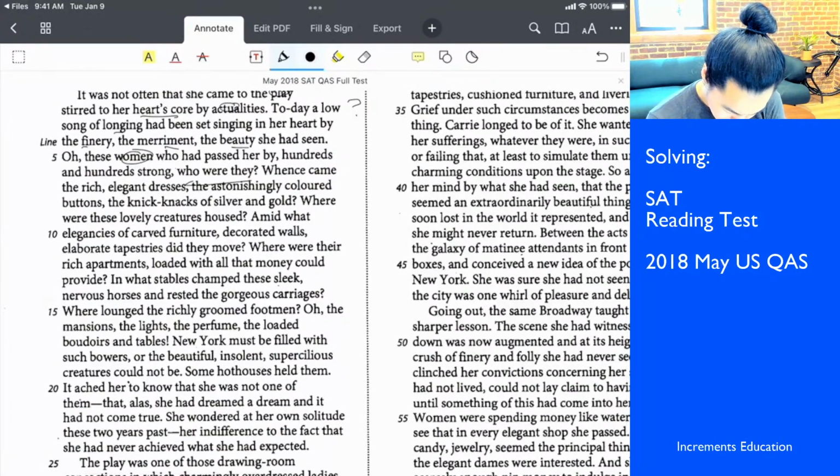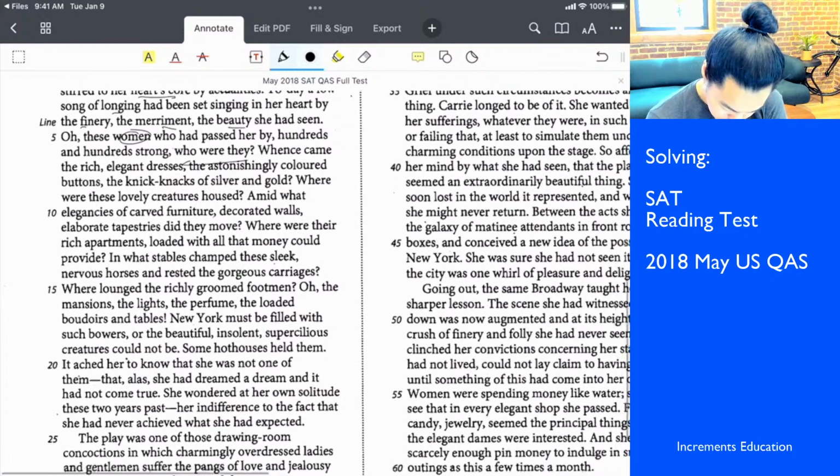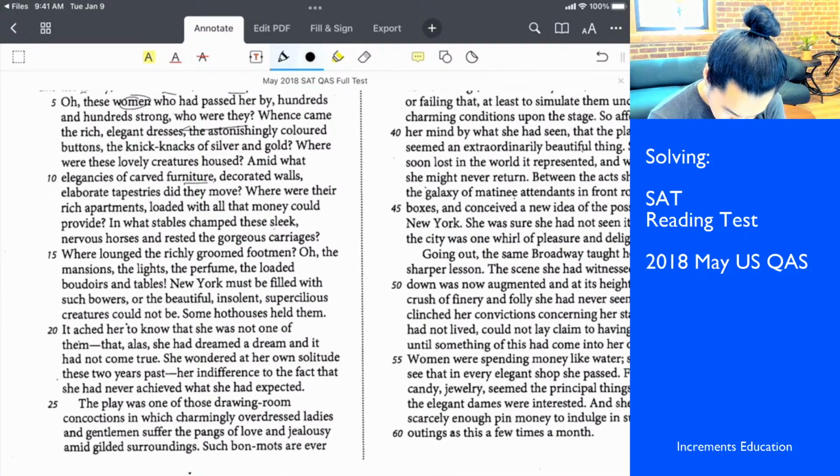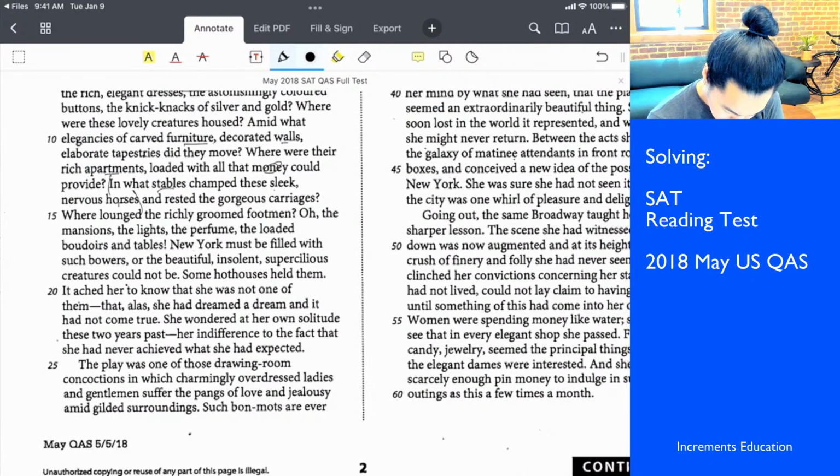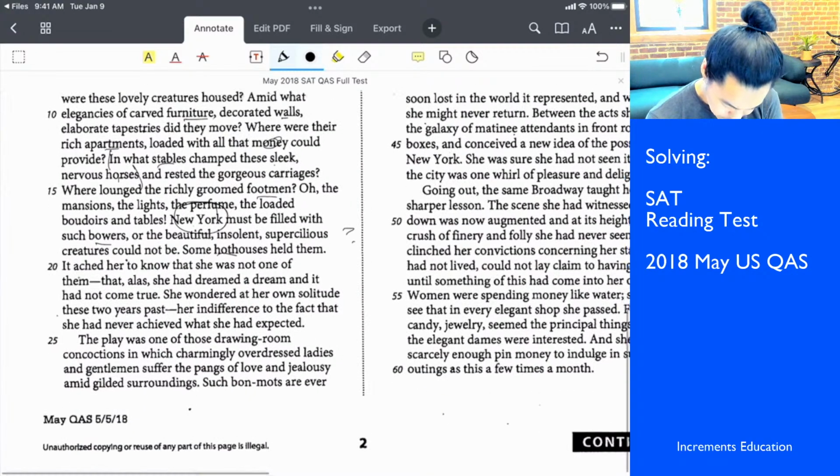She's focusing on the women, the dresses, the buttons, the knickknacks, some sort of luxurious, rich, lush furniture, the walls, the tapestries, their apartments, the money, in what stables. These horses, okay, this is a metaphor, rested their course, the footmen of the man, okay. New York must be filled with, so she's not from New York, the narrator, some houses. Bowers, like, what are Bowers? I forgot Bowers. It ached her to know that she was not one of them, that at last she had dreamed the dream. Okay, exactly. Because she's not from New York. She's not one of them.